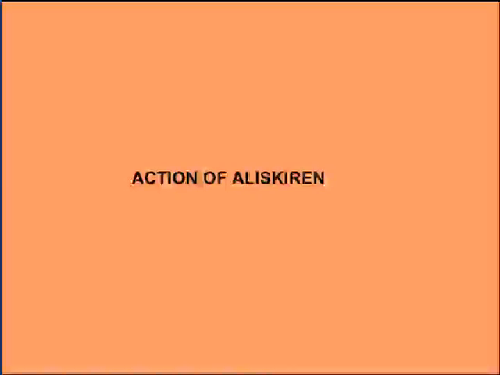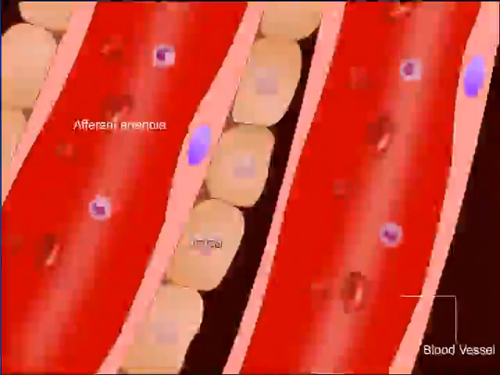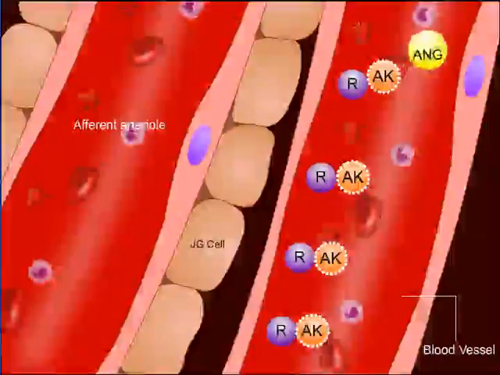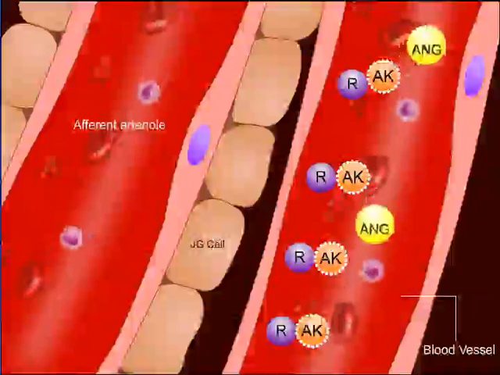Action of aliskiren. Renin inhibitors, such as aliskiren, bind to renin and prevent its conversion of angiotensinogen to angiotensin I.